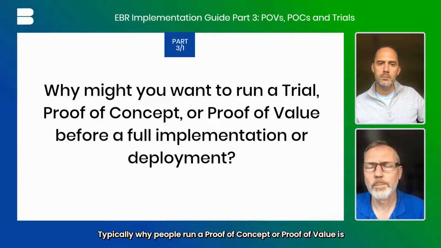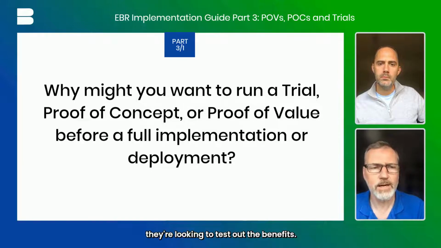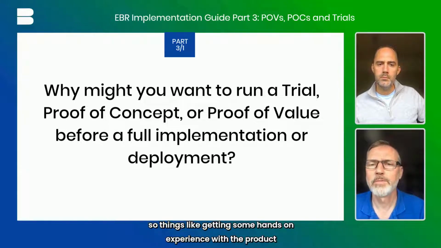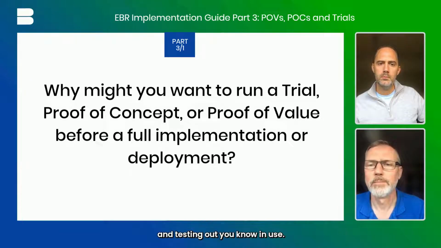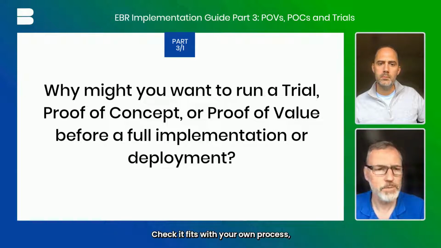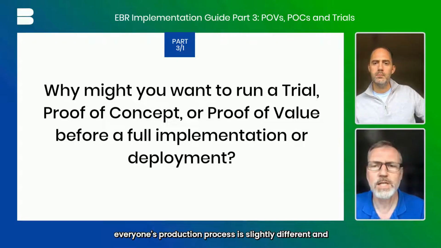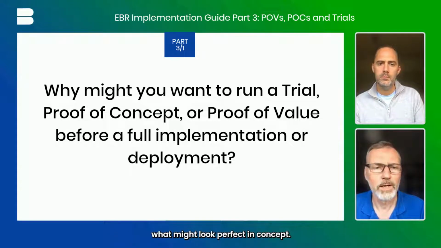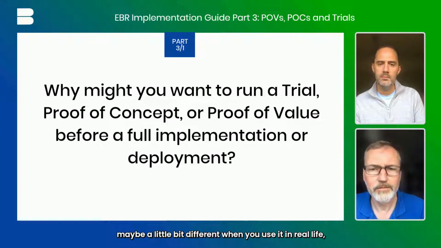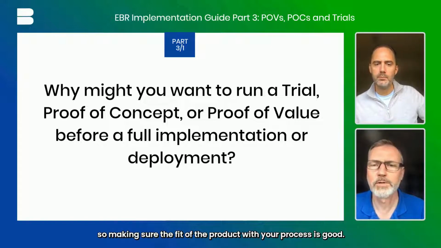Typically, why people run a proof of concept or proof of value is they're looking to test out the benefits. So things like getting some hands-on experience with the product and testing it out in use. Check it fits with your own process. Everyone's production process is slightly different, and what might look perfect in concept may be a little bit different when you use it in real life. So making sure the fit of the product with your process is good.